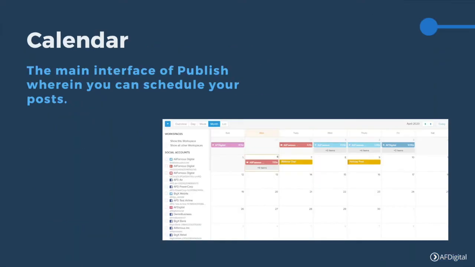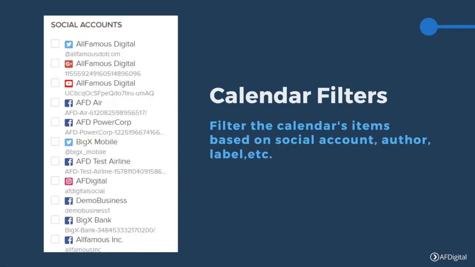So I'll be running over some of the things that we'll be seeing later on in the Publish demo. The calendar is the main interface of Publish, wherein you can schedule your posts. Calendar filters help you when you're looking for something specific. You can filter the calendar based on the social account, author, or label that you have attached to the post.